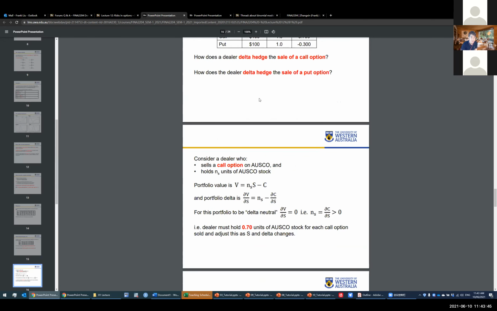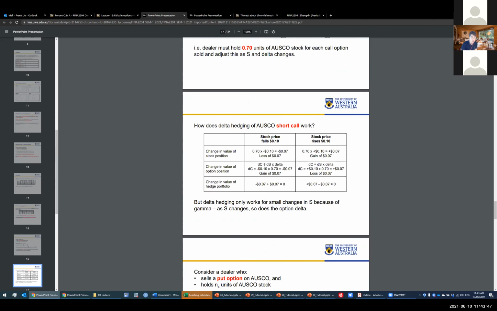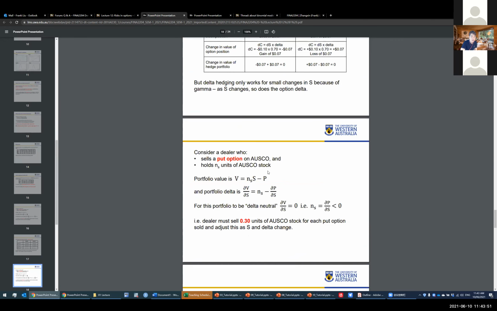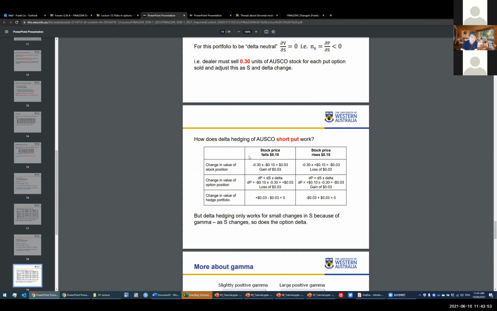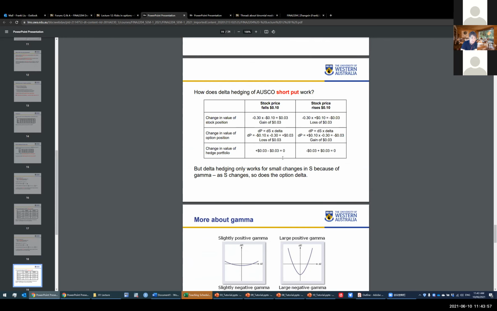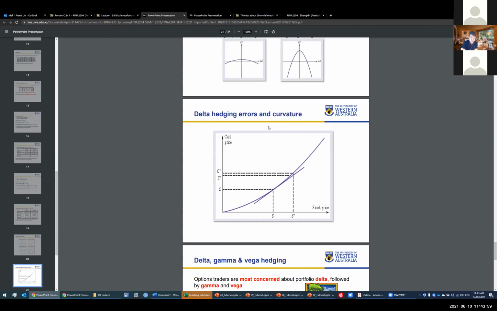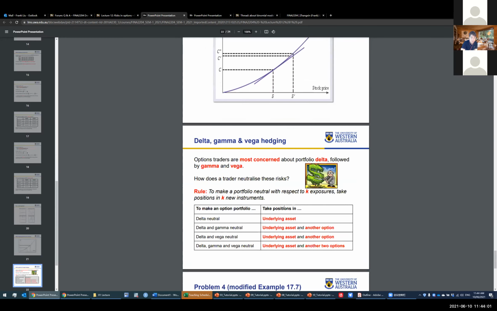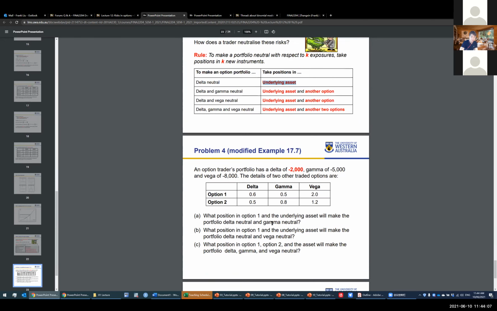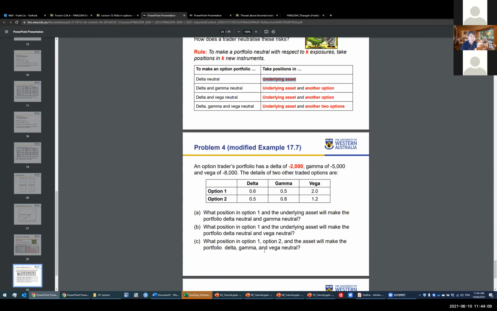If you understand that, then that explains exactly what you're doing here: you're just trying to neutralize your delta. The numbers and the equation may look fancy, but all they're trying to say is that. You want to neutralize it, to change the delta of your portfolio to zero, and think about how exactly you want to do that.